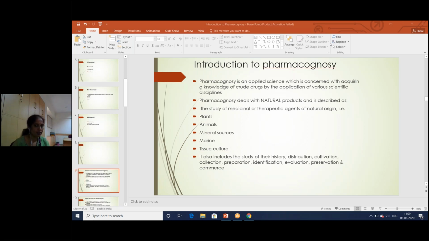If you want to define pharmacognosy, it is the study of medicine and therapeutic agents obtained from plants, animals, mineral sources, marine, tissue culture. It also includes the study of their history, distribution, cultivation, collection, preparation, identification, evaluation, preservation, and commerce. So this is the definition of pharmacognosy. To define pharmacognosy, we have gone through so many slides.